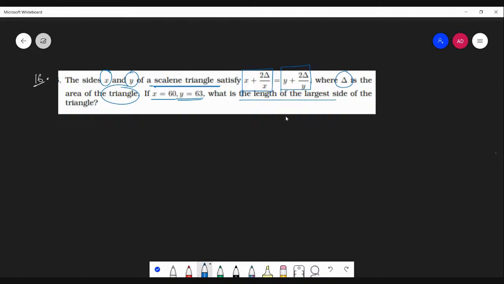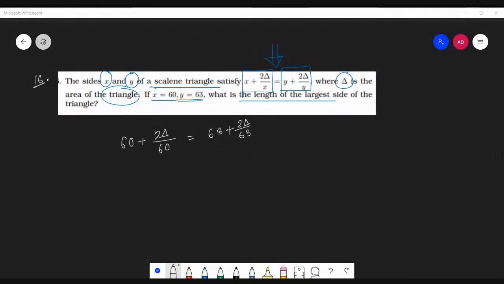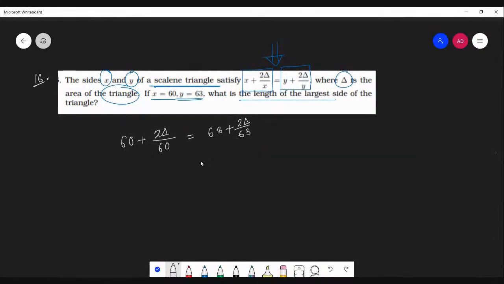All right, so the obvious idea is that x and y are given, so through this relation I can easily calculate the delta. So let's calculate the value of delta. I just plug in: 60 plus 2 delta by 60 is equal to 63 plus 2 delta by 63. I plug in x equal to 60 and y equal to 63. I'm not going to use Heron's formula because it will be very complicated in this case.